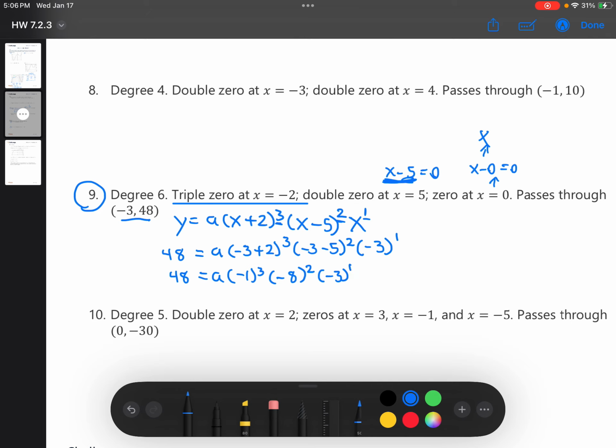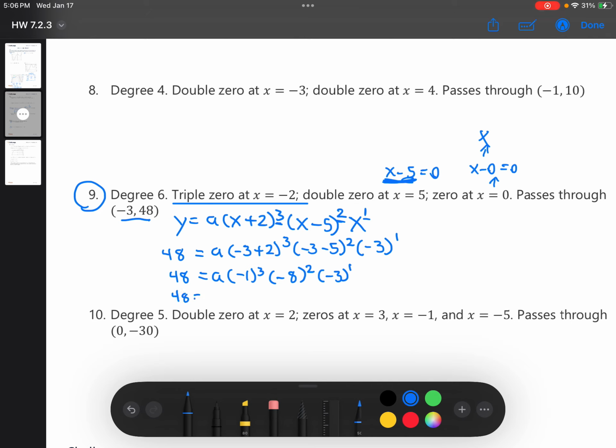Let me just check my work, make sure I didn't do anything wrong. Looks like I'm okay. Let's see here. Make double sure here, still checking. Okay. Yeah, okay, so we're good.